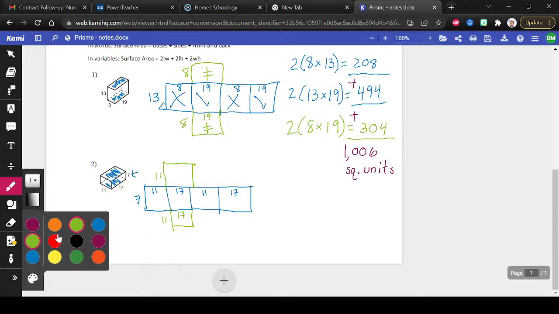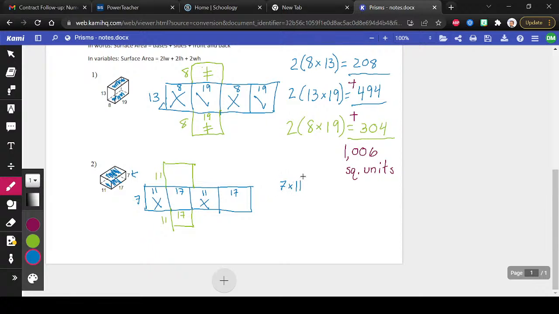So now to come over here and do our math, we're going to do this one here and this one here. Those are both 7 by 11, so 7 times 11, and then that's multiplied by 2. Then this guy here is going to be a 7 by 17. And then this guy up here is going to be a 17 by 11, and there's 2 of those.